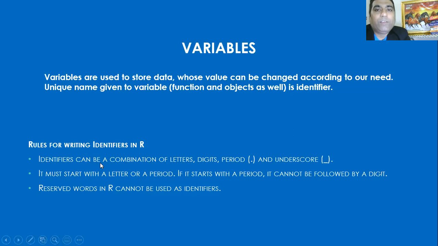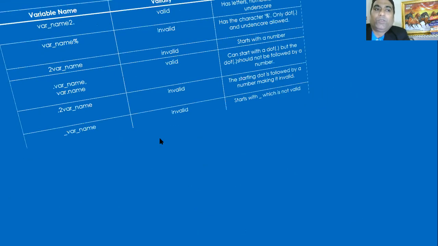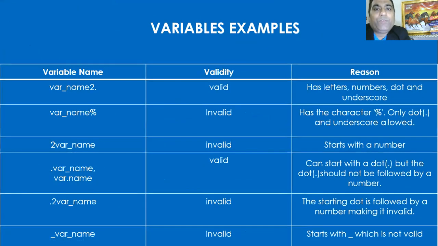The first is that a variable name can be letters, digits, periods, or underscore, but it must start with a letter or a period. If it starts with a period, it cannot be followed by a digit. And in the variable, there should not be a reserved word of R. I have used a few examples here to understand naming of the variable in a better way.